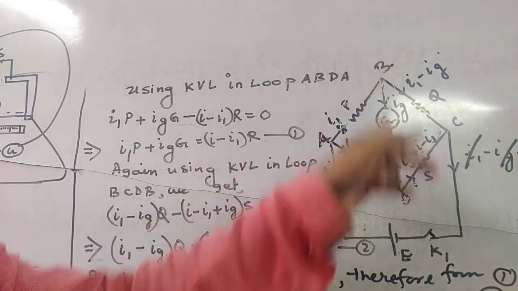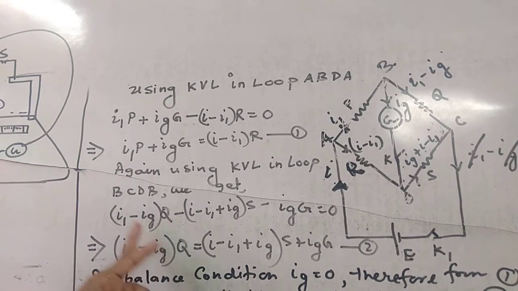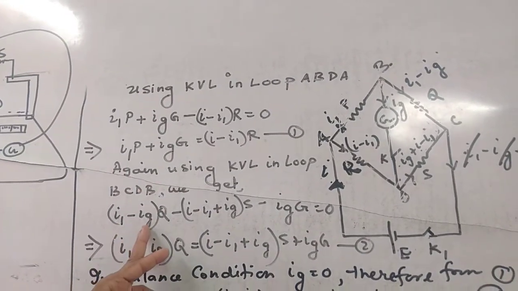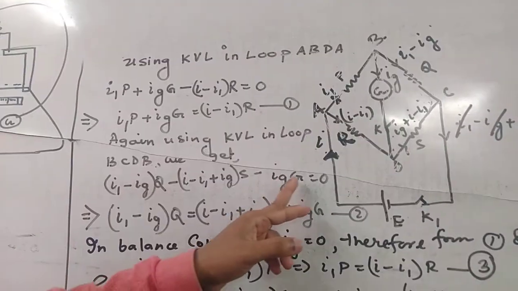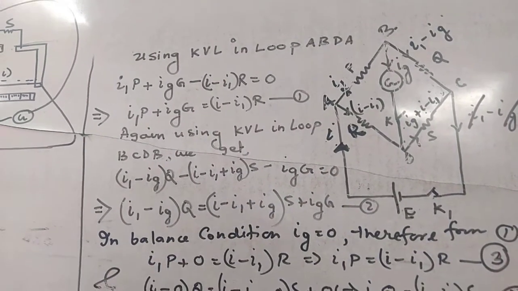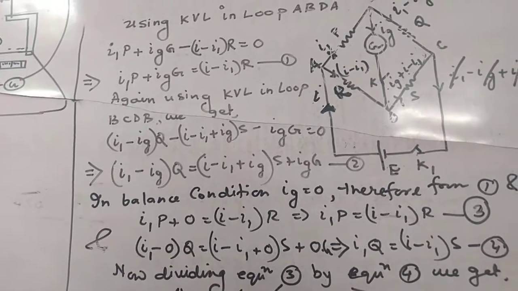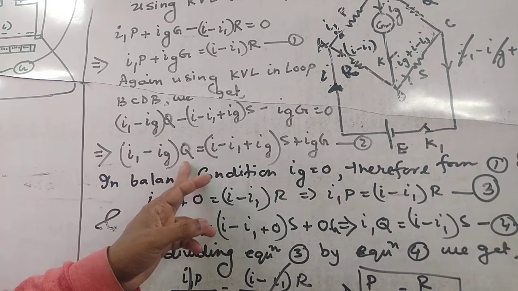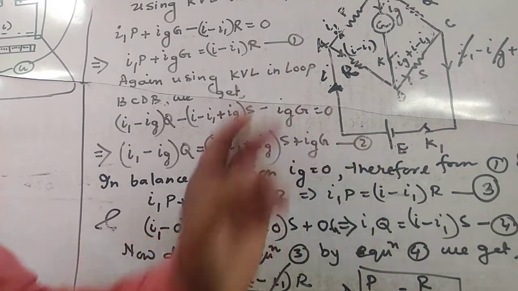Again we have said DB, but it is opposite, so it will be negative. So we can write, applying KVL in loop BCDB, we get (I1 minus IG) into Q minus (I minus I1 plus IG) into S minus IG into G equal to how much? 0. Clear enough? Now what we can do here? We can again shift. This one is (I1 minus IG) into Q equal to how much? (I minus I1 plus IG) into S plus IG into G, as equation number 2.